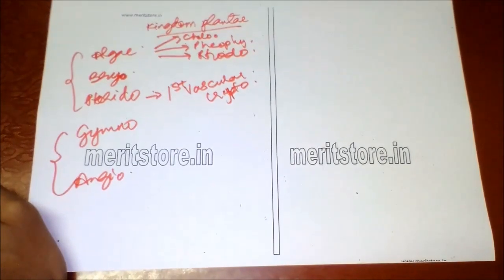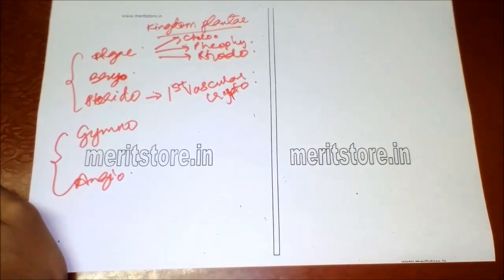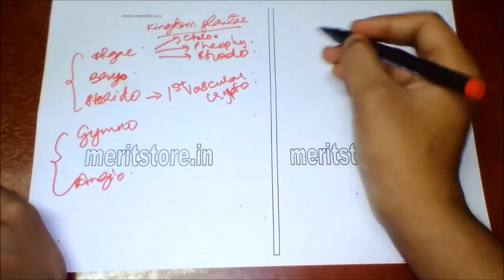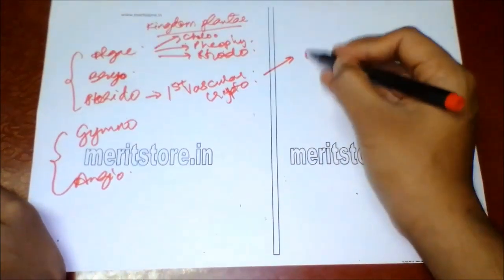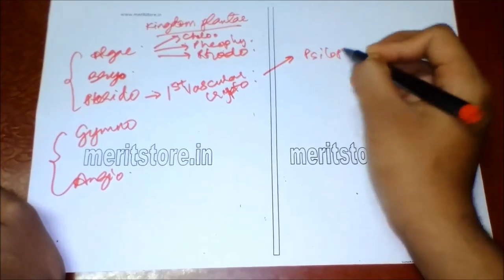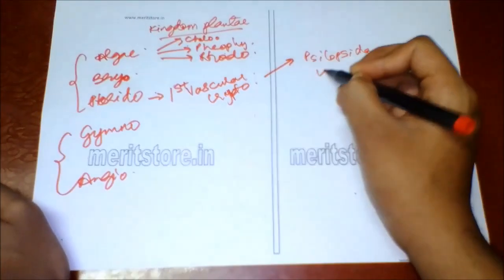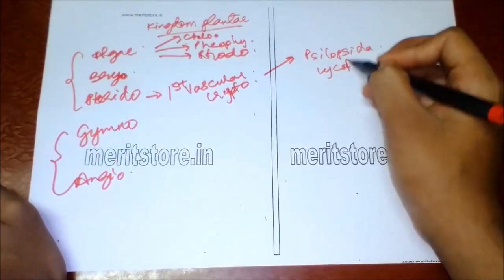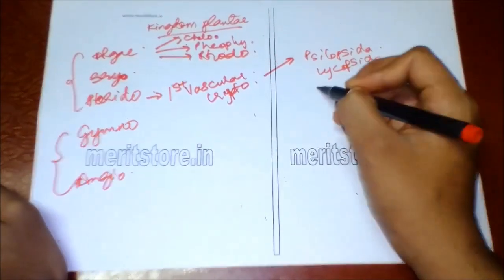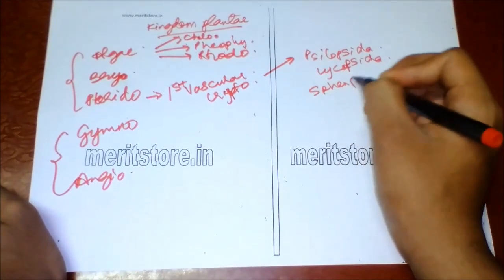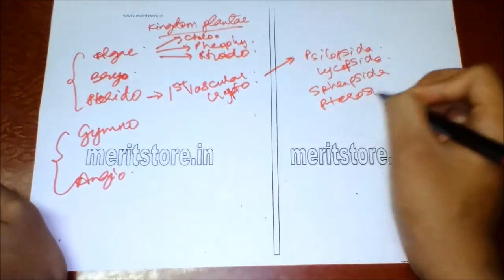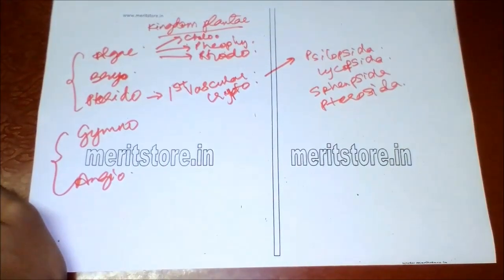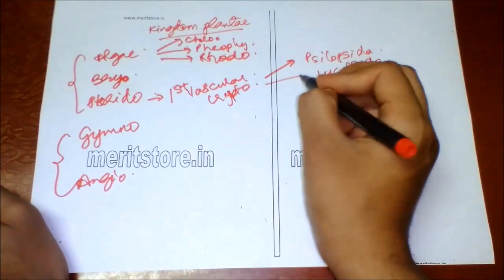The spores are important, and pteridophytes are further classified into 4 classes: Psilopsida, Lycopsida, Sphenopsida and Pteropsida. So all the sida classes come under pteridophytes, but you have to remember the examples of each class or division.